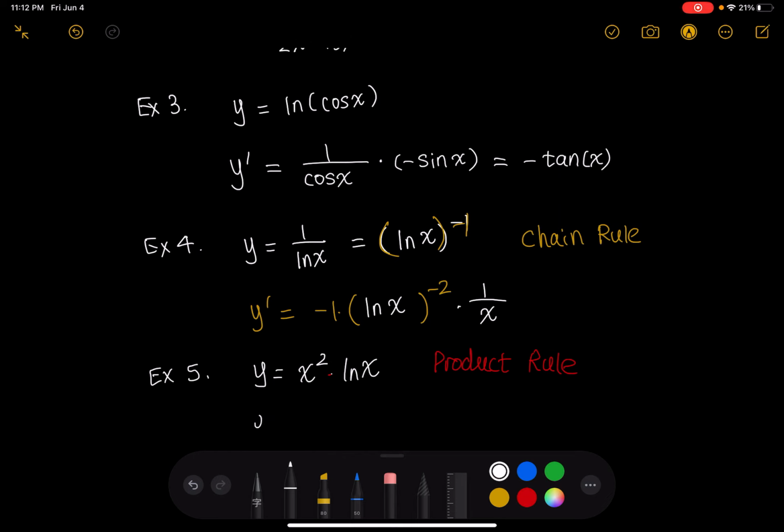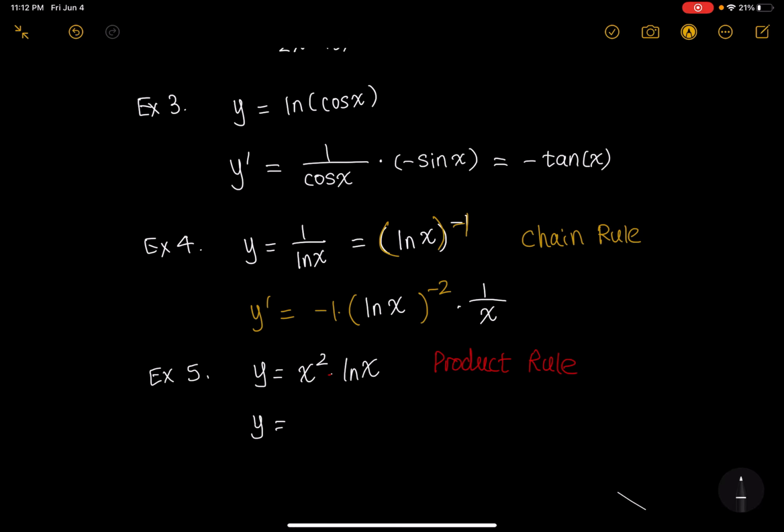Product rule said, so y prime will equal the derivative of the first function. So the derivative of x squared is 2x times the second function plus the first function times the derivative of the second function. And you can simplify if you want. That's y prime, 2x times ln of x plus just x.